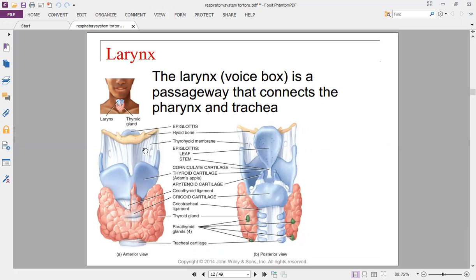These are the thyrohyoid membranes. Then the epiglottis leaf is there. This is the epiglottis leaf. This is the stem of that leaf. Then you have corniculate cartilage. You have thyroid cartilage, the Adam's apple here, which you can see in the neck of many people.